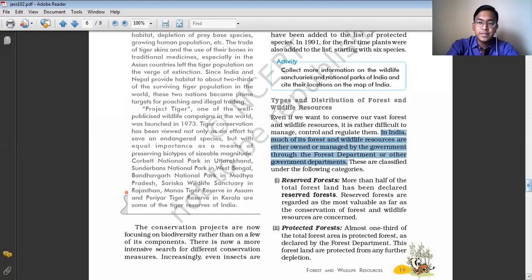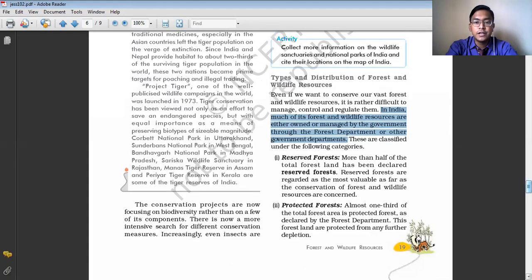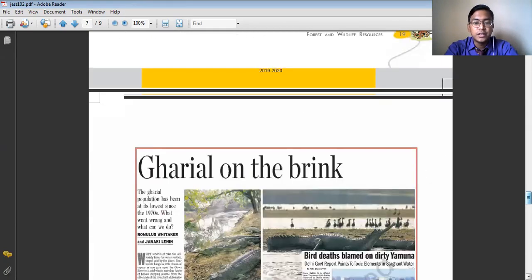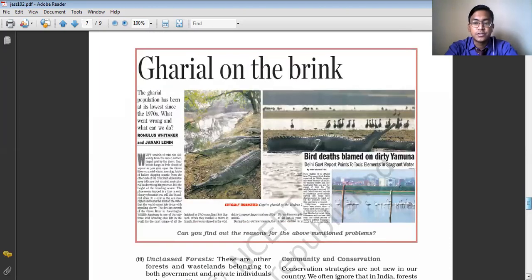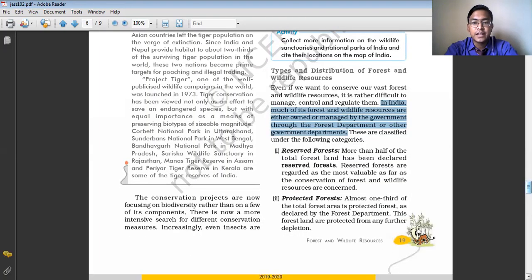So basically, the forest cover of our country can mainly be divided into three categories according to their importance: the reserve forest, the protected forest, and the unclassed forest. Okay, these are the three different categories of forest according to their importance. So first, we are going to study reserve forest.